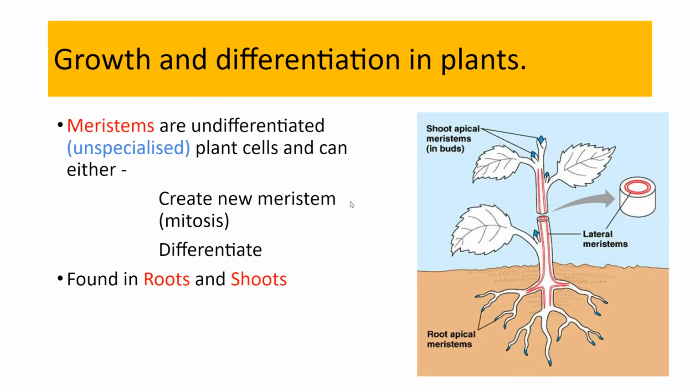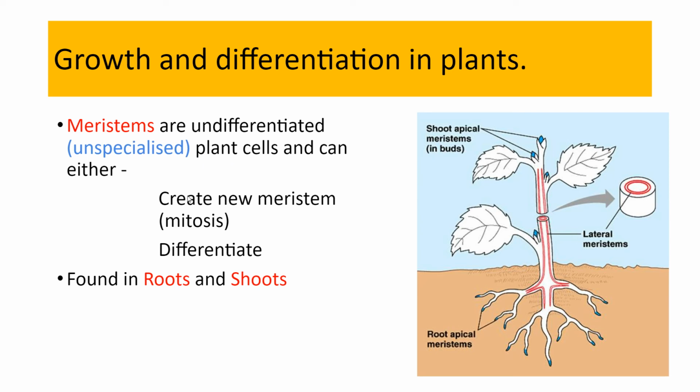Now, it's not just in animals, but plants have cellular differentiation as well. If we have a look here, there's a part of a plant called a meristem. And these are cells which are what we call undifferentiated. So that basically means that they do not have a specific job. They haven't specialized, so they're unspecialized. And these, as I said, are in plants.